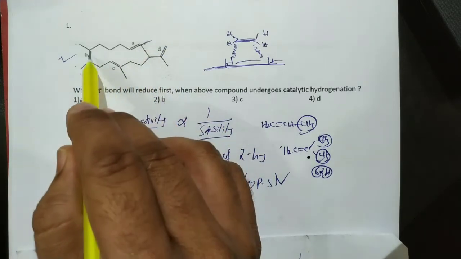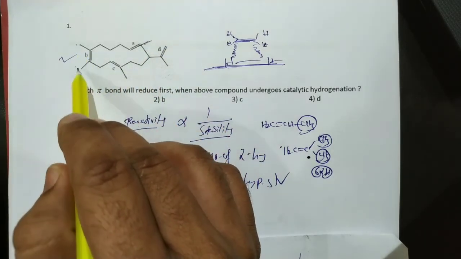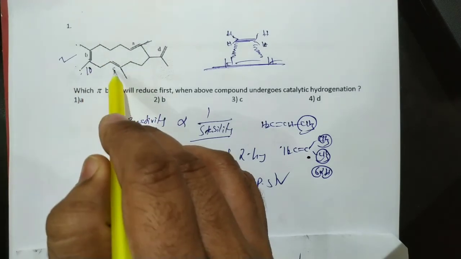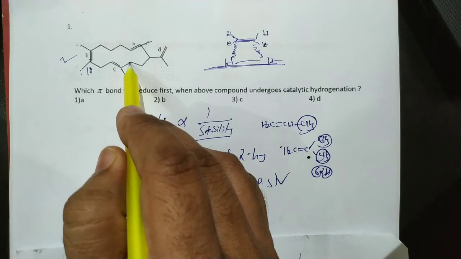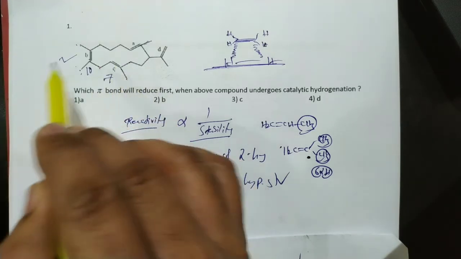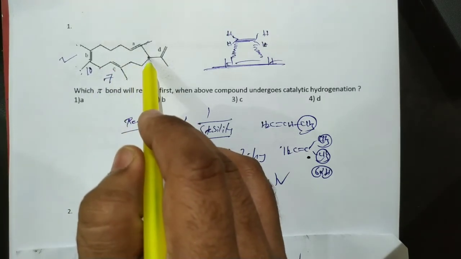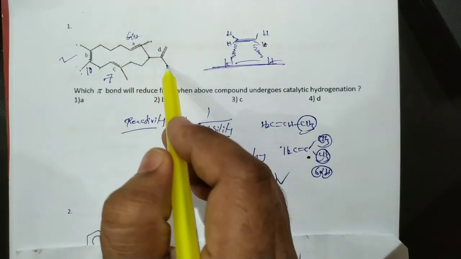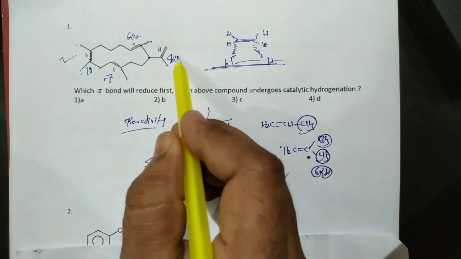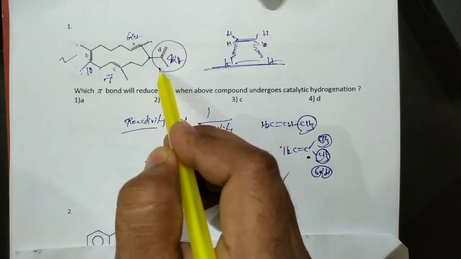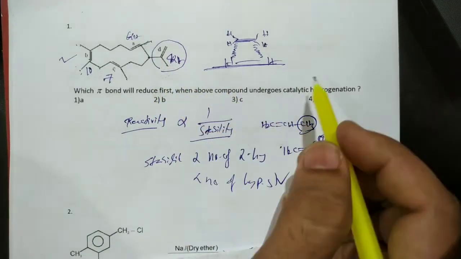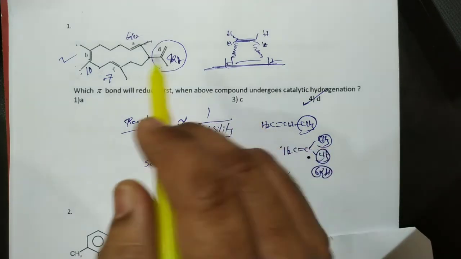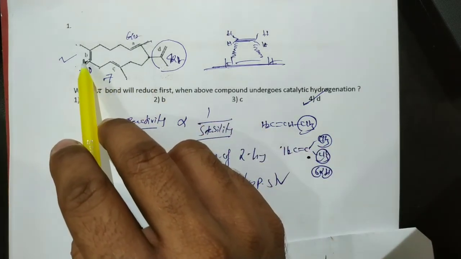For B, here CH3, 6 alpha hydrogens, here 2, so 10 alpha hydrogens. For C, here 3 alpha hydrogens, here 2, here 2, so 7 alpha hydrogens. For this one, 2, here 1, 3, here 3, 6 alpha hydrogens. For D, here 3 alpha hydrogens, here 1 alpha hydrogen, only 4 alpha hydrogens. So it is the less substituted one. So here D is readily attacked by the H2 from the metal surface, and the least reactive one is B. Yes, B is the least reactive.